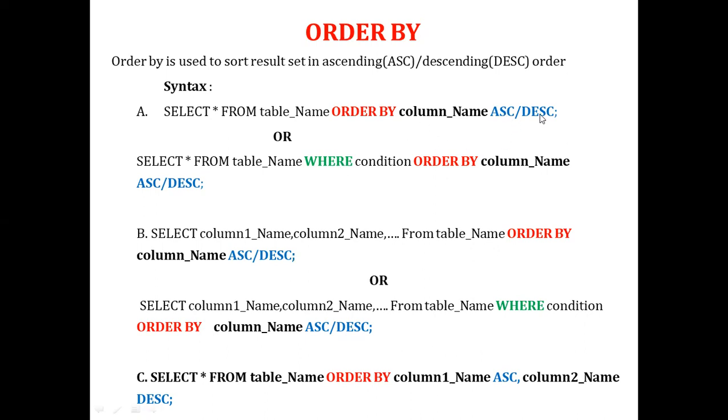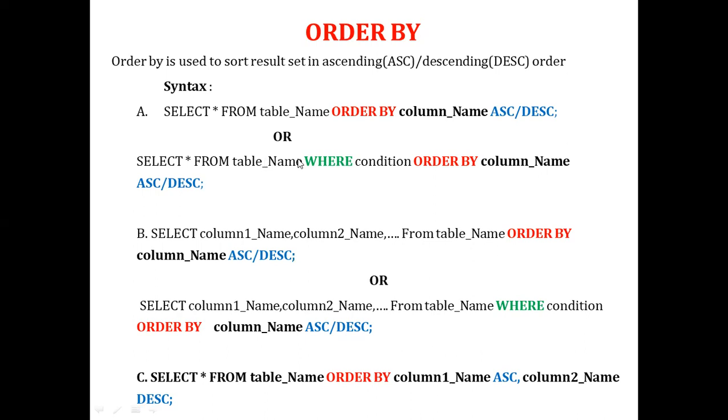Afterwards, you mention whatever order you require, either ascending or descending. Write ASC for ascending order and DESC for descending order. If you do not mention either, then by default sorting will be carried out in ascending order. Similarly, you can apply ORDER BY in conjunction with a WHERE condition. Please remember, firstly you have to apply the WHERE condition, then ORDER BY.